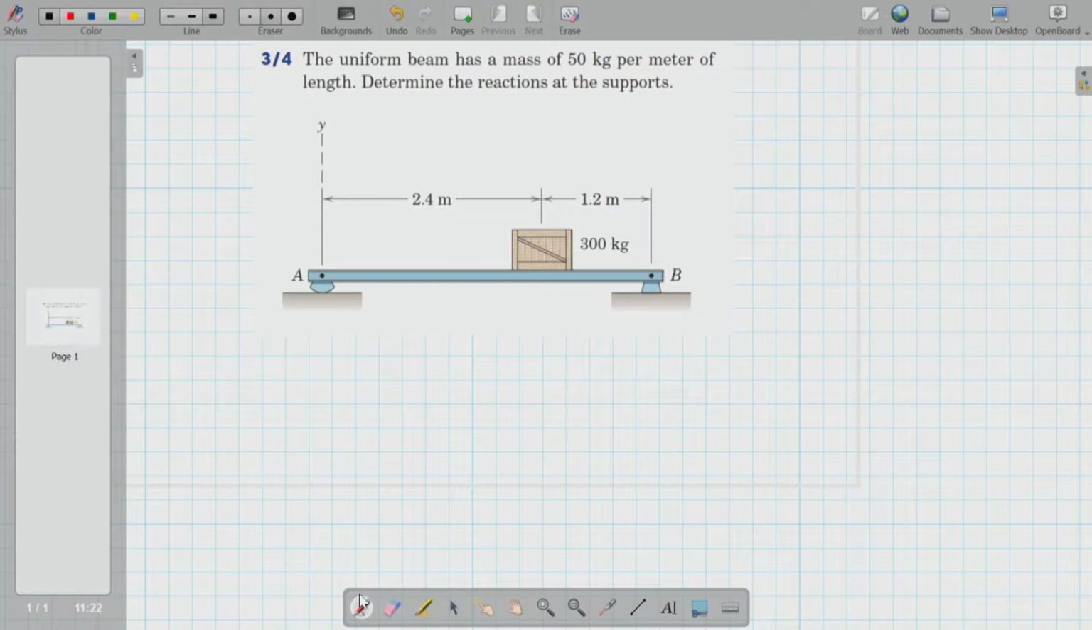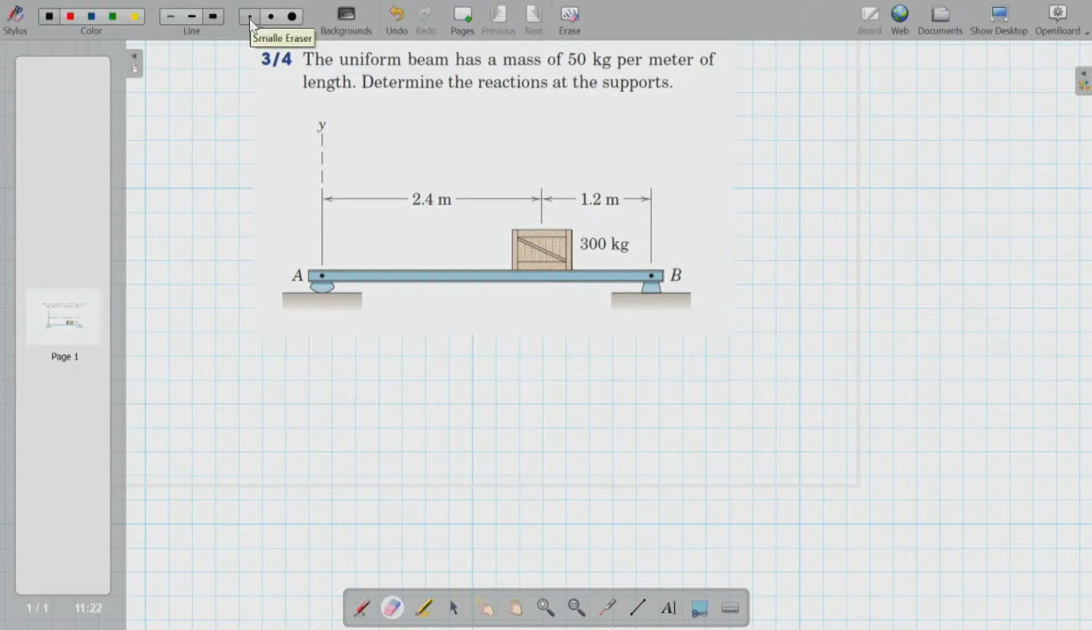The problem says there is a uniform beam. The beam has a mass of 50 kg per meter, so the beam also has a weight. Apart from that, you have a weight of 300 kilos placed at a particular point as shown in the figure. The length of the beam is 3.6 meters. So let us draw the free body diagram for this. So I'll draw the free body diagram here.